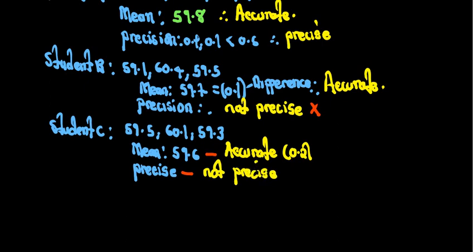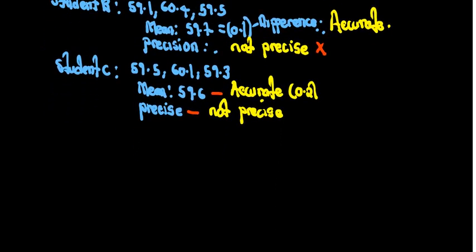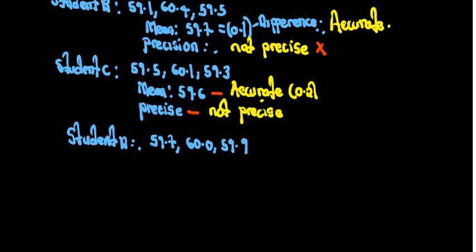And of course, we move to the last one. We're looking at student D. Student D, what were the numbers? For the last student, we had 59.7, we had 60.0, and we had 59.9. What's the mean for these numbers? The mean for these numbers was 59.9.